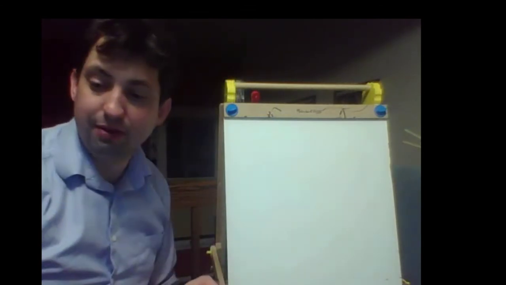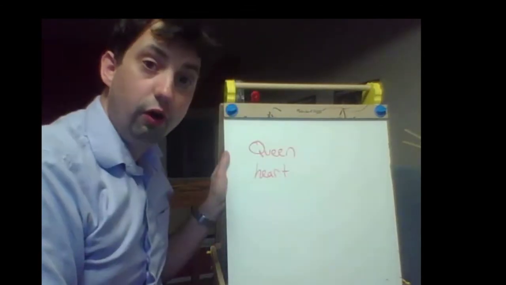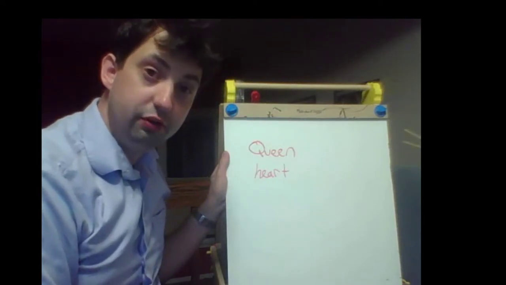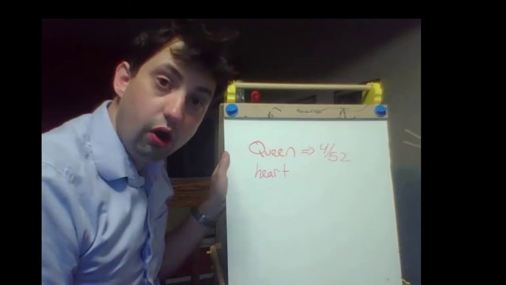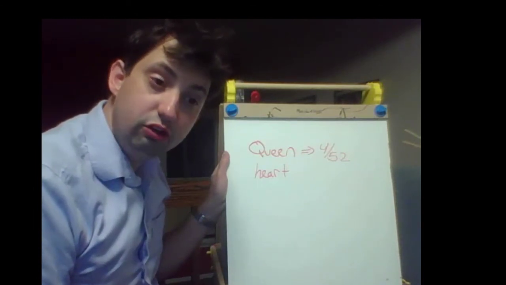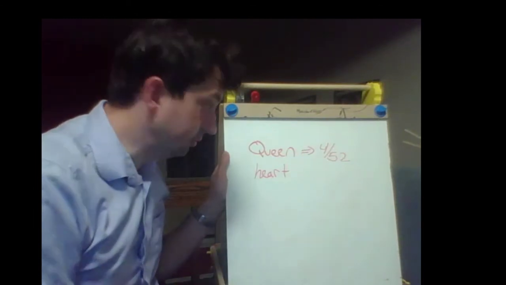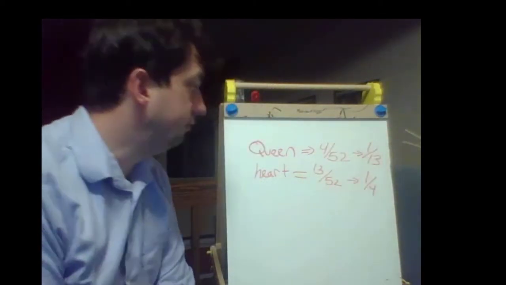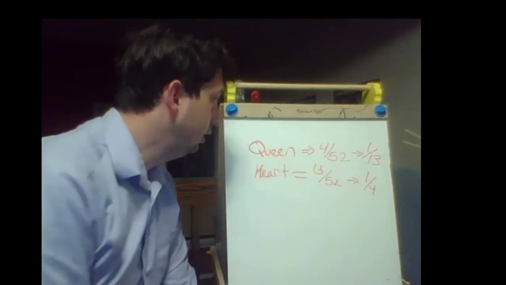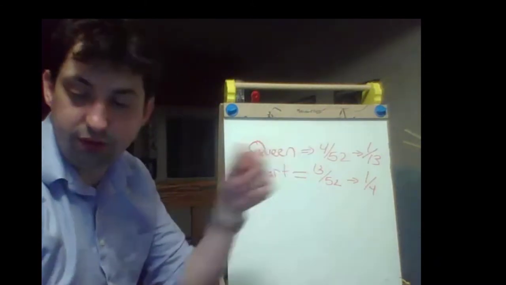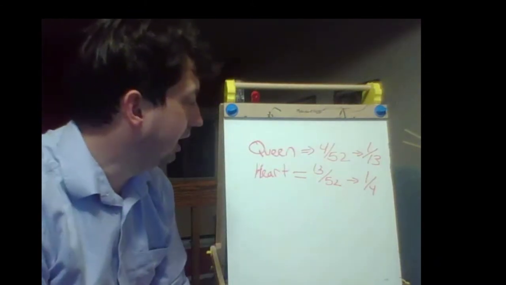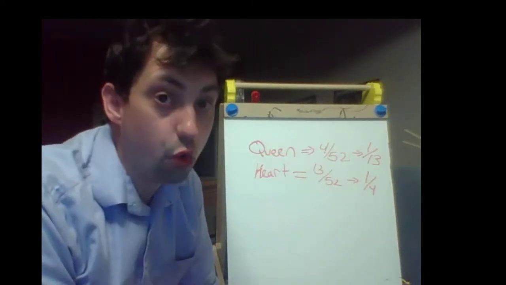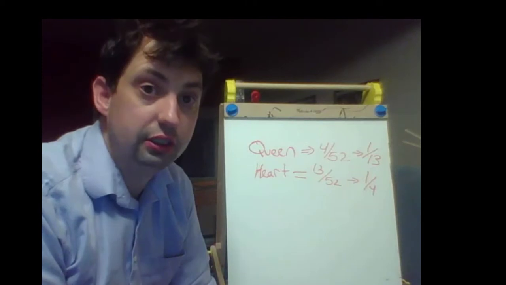To give counterexamples to both of these, consider mutually exclusive first, and we're pulling cards from a deck of playing cards. There are 4 queens in the deck of cards out of 52. There are 13 hearts out of the deck of 52, which of course we can simplify to 1 out of 13 for the queen, and 1 out of 4 for the heart. So what is the probability of drawing a queen or a heart from the deck of cards?